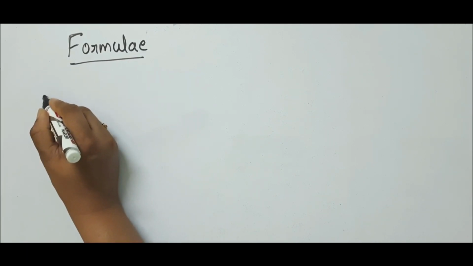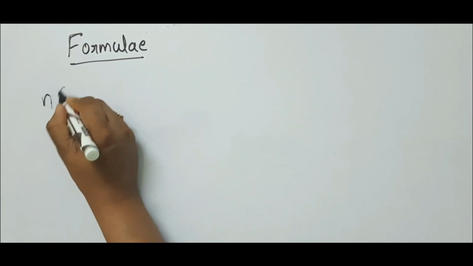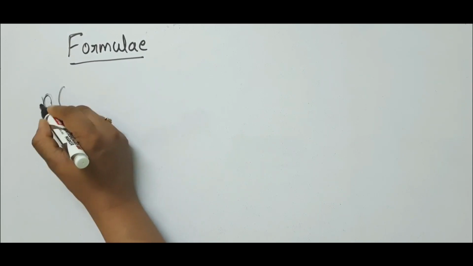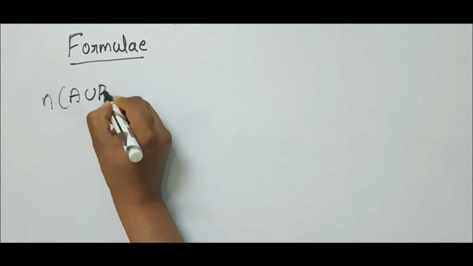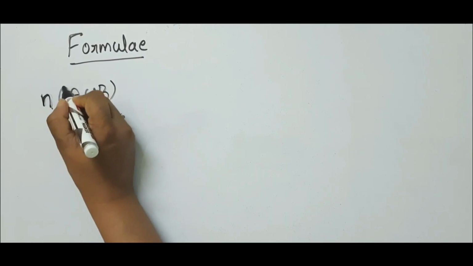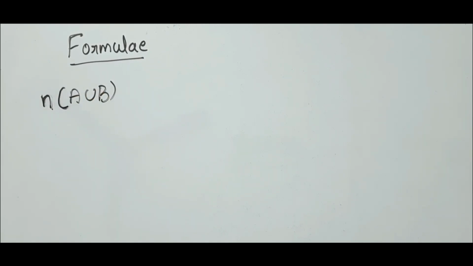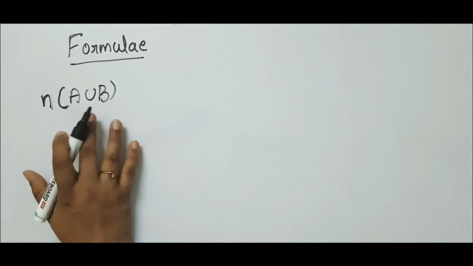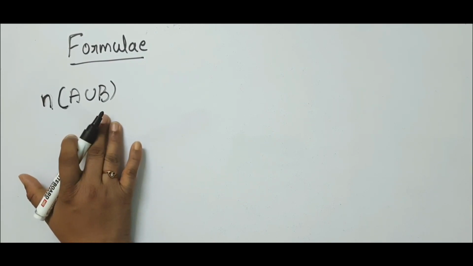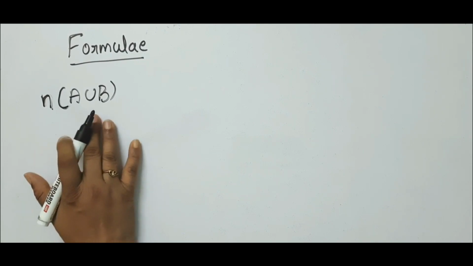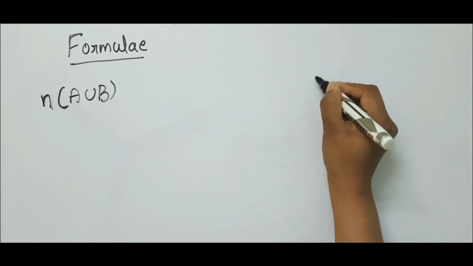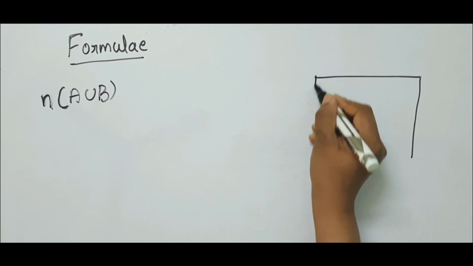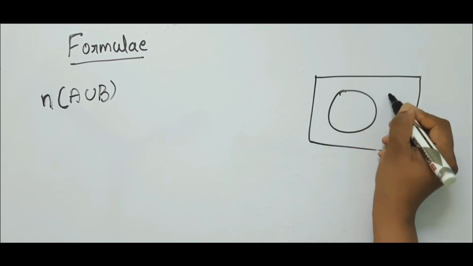Okay, suppose A and B are two sets and we want to calculate the number of elements of A union B. Here n indicates the cardinal number, is it not? Which we already learned in the previous video. So when you see n of A union B, it indicates the number of elements of the set A union B. In a Venn diagram, how will it be? It will be like this, is it not?